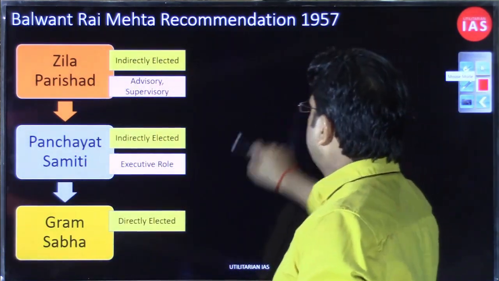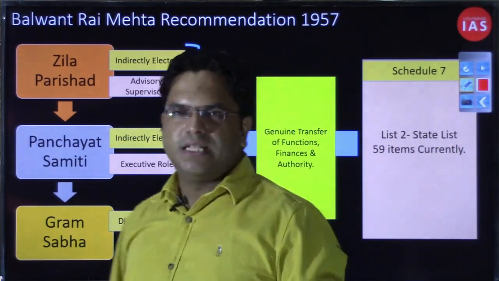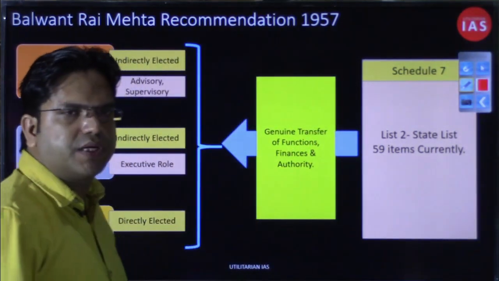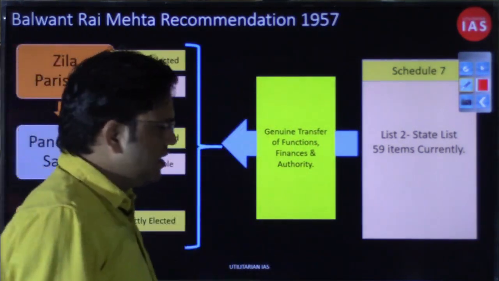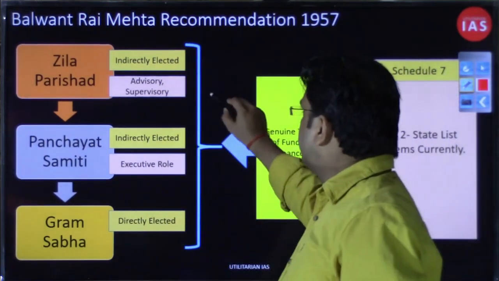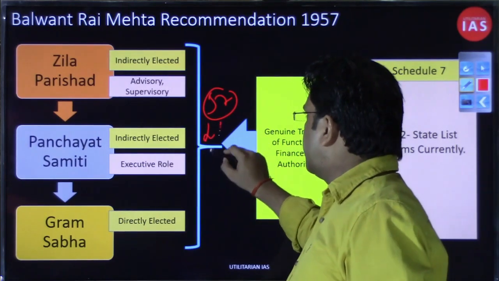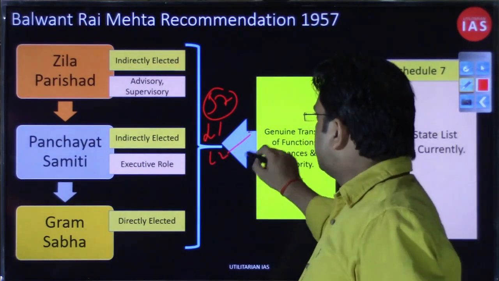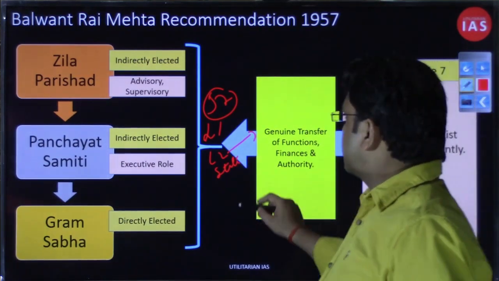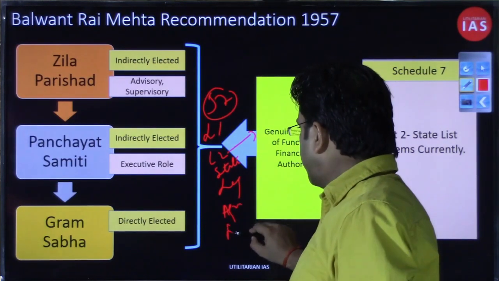Now the next point: it said there should be gradual change, and this should not be overnight, because you cannot expect this kind of change overnight. On this point it said, see, right now what you have is Schedule 7. I keep referring to Schedule 7 every time. You have list 1, list 2. In list 2 you have the legislative subjects on which the state can legislate, right? So you have agriculture, you have law and order.